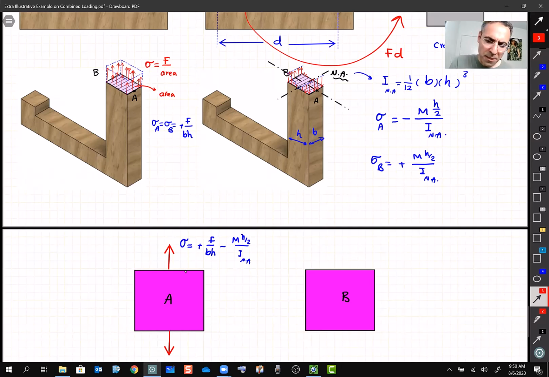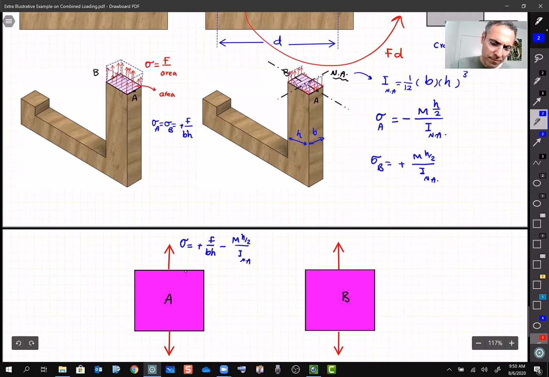What about point B? So point B definitely is going to be tension, and it's going to be F over BH plus MH/2 divided by I neutral axis. And as you can see, the stress at point B is bigger than point A, because point A is two numbers. We subtract something from this number, but these two numbers are adding together.